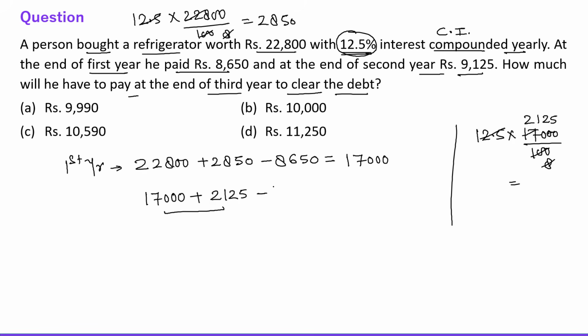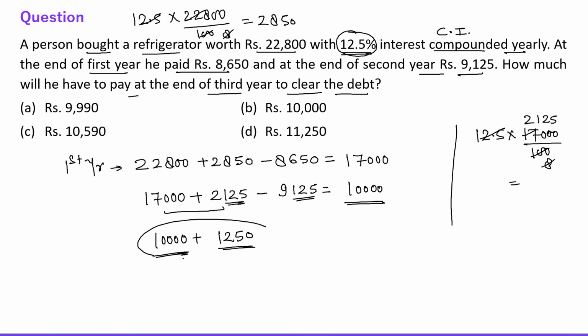And what he is paying is 9,125. So this 125 gets cancelled. So this is 2,000 minus 9,000. So this becomes 7,000. 17,000 minus 7,000 becomes 10,000. So at the end of the second year, the cost of the fridge becomes 10,000. So 10,000 plus 12.5% interest, this becomes 1,250, right?